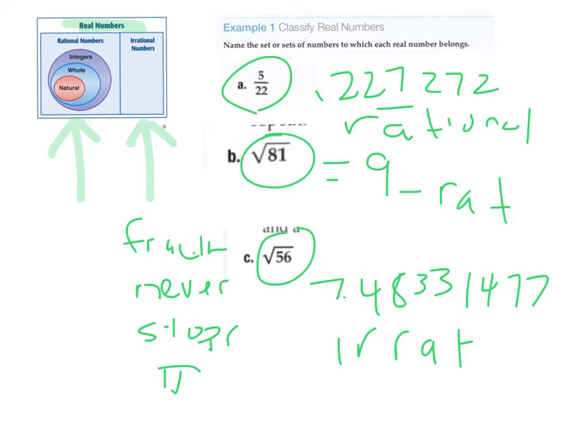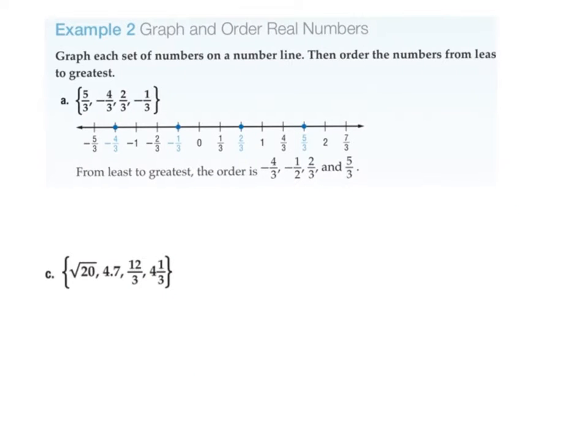Now, right now, you don't need to know the details of the rationals, but you need to understand the difference between the two, rational and irrational. All right, when we're looking at ordering numbers on a number line, any number to the left is least and any number to the right is greater. So negative numbers look like they get bigger, but they're actually smaller as they go to the left. And positive numbers get bigger as we go to the right.